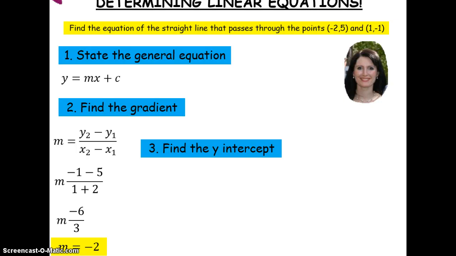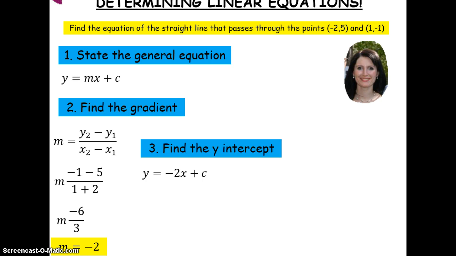Let's now find the y-intercept. I know that my equation is now y equals negative 2x plus c. I got the negative 2 from the gradient. m is the gradient. c is still unknown. At this stage we have 3 variables, y, x and c. We can't solve because there are 3 variables. That's too many. We need 1 variable.